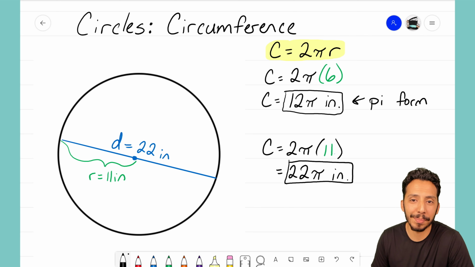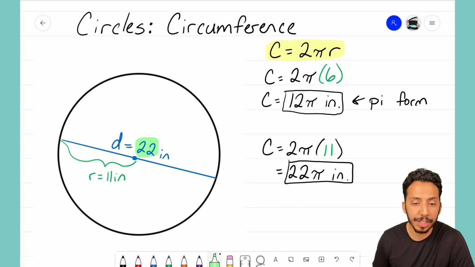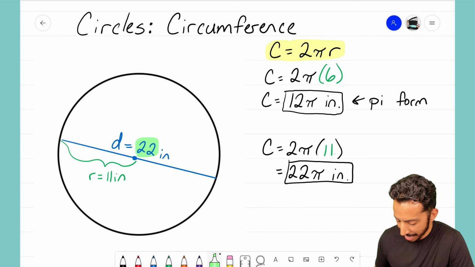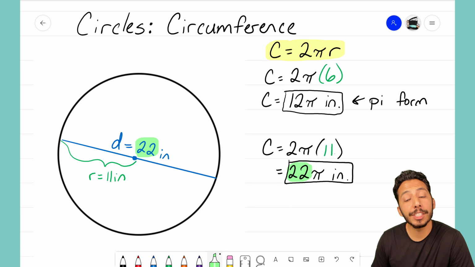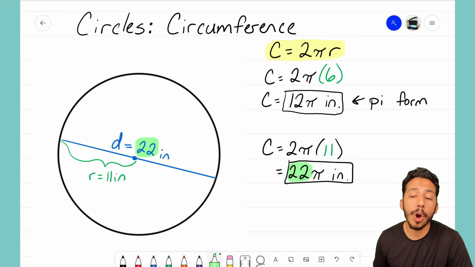Now you might be noticing something here, and it does deserve our attention. The diameter is 22 inches and the circumference is 22 pi inches. Notice that the diameter's number is showing up in our circumference. And let's look up here at that previous example. Remember, we had our radius as 6 inches. Well, if the radius is 6 inches, we double it to get the diameter, and 6 times 2 gives us 12. You might be noticing that the circumference can also rely on your diameter.